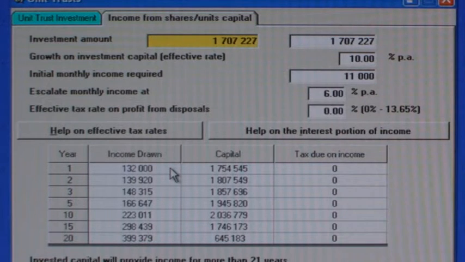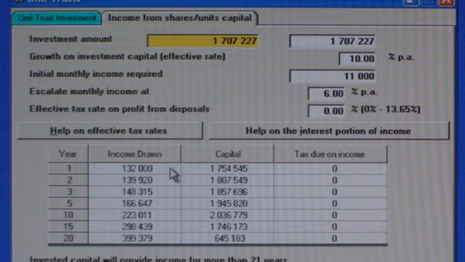Have a look at year 1. Our income for the year was 132,000 Rand, but we're only liable for capital gains tax on the profit we made. So the question is, what did we pay for the shares when we bought them?